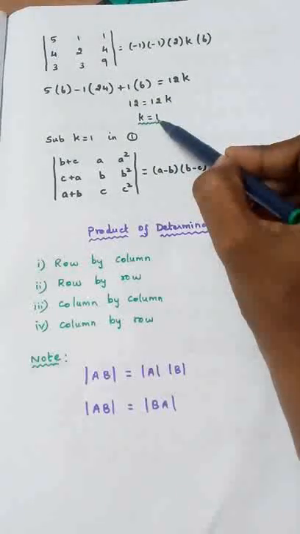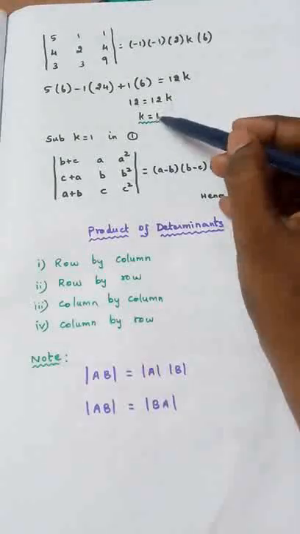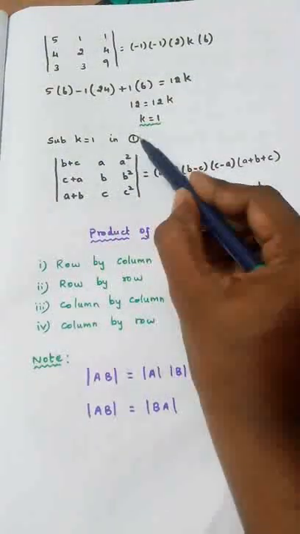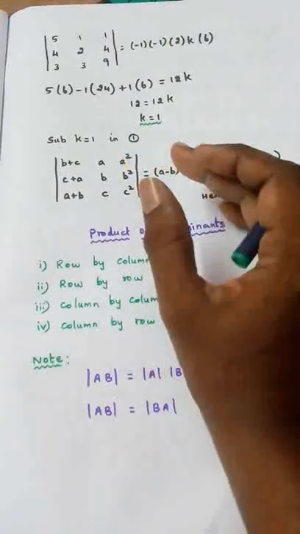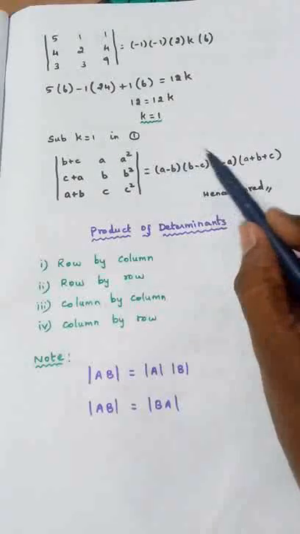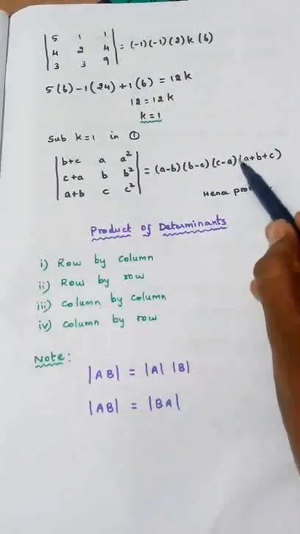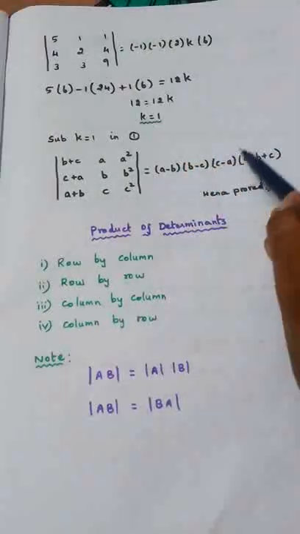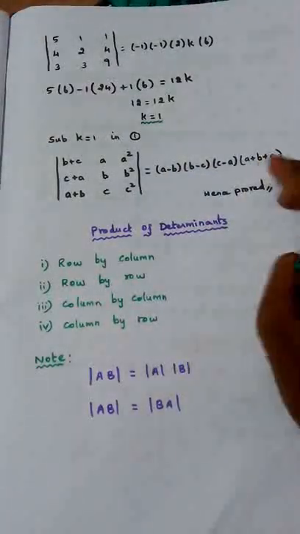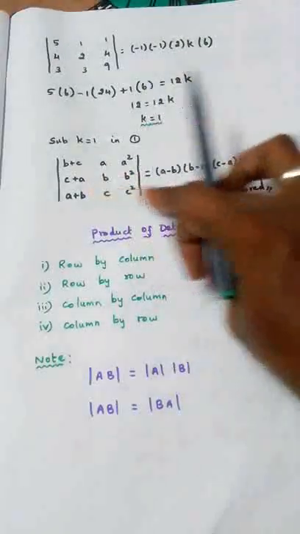So once you find the k value, what should you do? Substitute the k value in equation 1. So substituting k is equal to 1 in equation 1. Equation 1, you just refer. This is LHS. And RHS is actually a minus b, b minus c, c minus a, k, a plus b plus c. But k is 1, so we need not write that. So finally this is the answer. Actually this is what we have to prove.